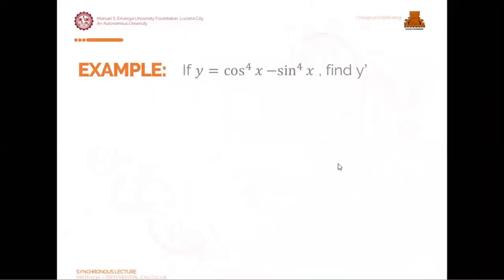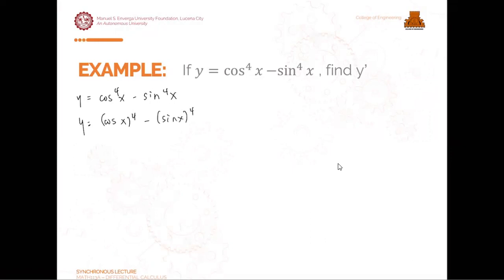Let us try this example to showcase the benefit of knowing the trigonometric identity of the given functions. Let's say y is equal to cosine to the fourth x minus sine to the fourth x, find y prime. Just rewriting it, cosine to the fourth x minus sine to the fourth x. What we can do is treat it separately, so y is equal to cosine x to the fourth minus sine x to the fourth.